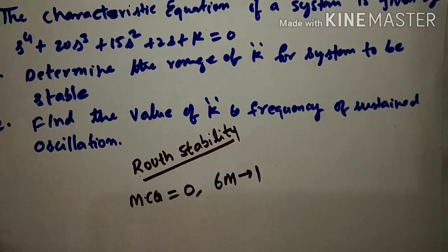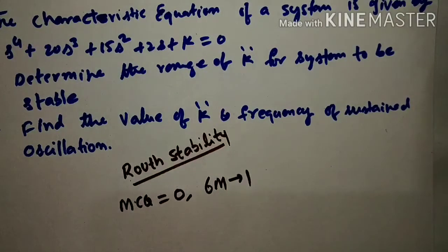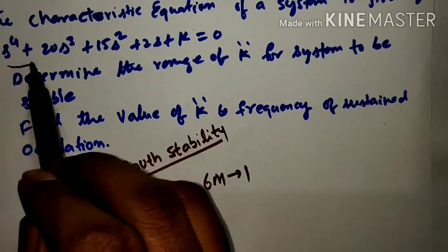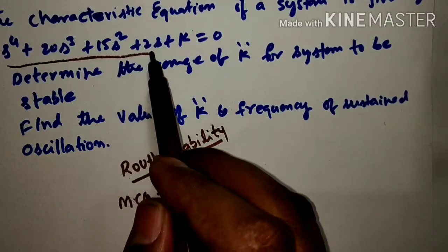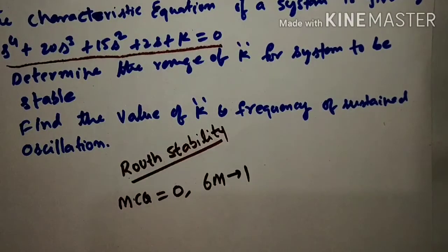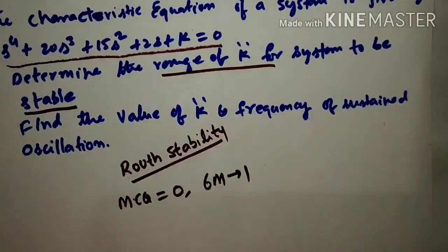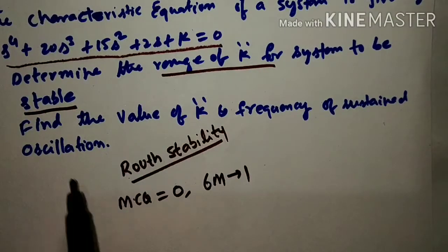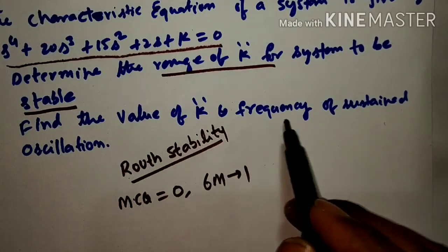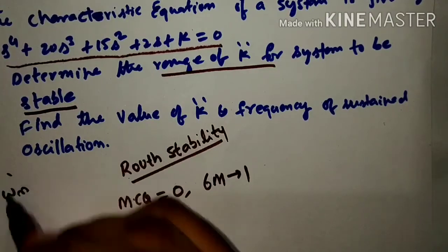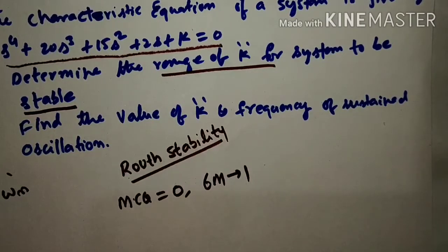You see the characteristic equation is given: s^4 + 20s^3 + 15s^2 + 2s + k = 0. What actually you have to find? You have to find the range of k for a stable system, and after that find the value of k and the frequency of sustained oscillation, that is omega n. So we will find it.